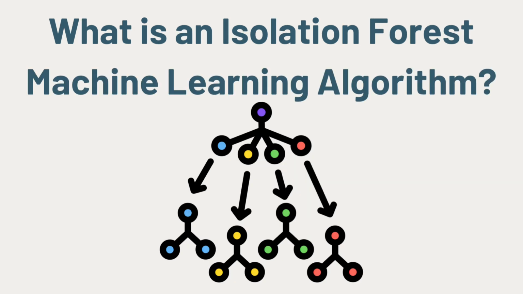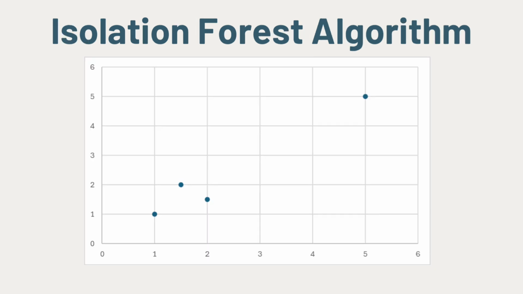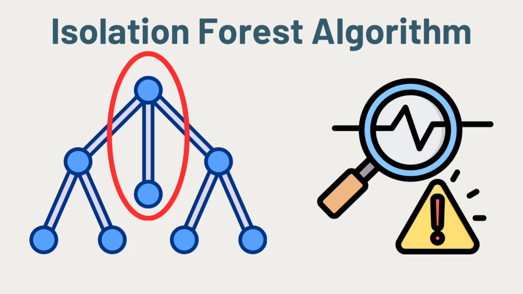But firstly, what is the isolation forest algorithm? It is an algorithm that attempts to isolate observations by randomly selecting a feature and then randomly selecting a split value between the maximum and minimum values of the selected feature. Random partitioning produces noticeably shorter paths for anomalies. Hence, when a forest of random trees collectively produce shorter path lengths for particular samples, they are highly likely to be anomalies. Sounds complicated? Maybe a little.